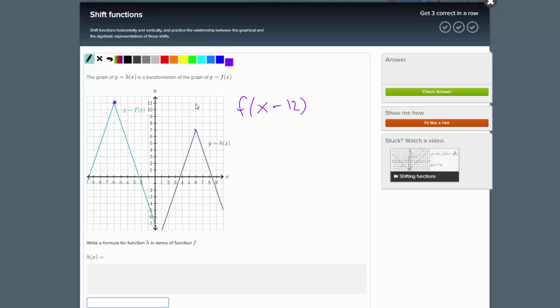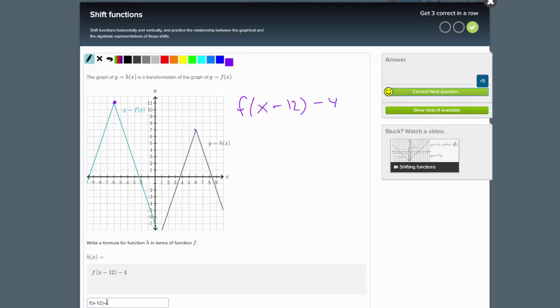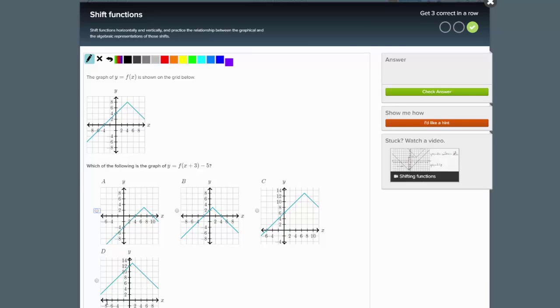Okay. Then it went down 1, 2, 3, 4. Since it went down, that sign stays the same, minus 4. So I will type in f of x minus 12 minus 4. Okay. All right, what the heck, we'll do one more. Sorry. I get stuck on these sometimes.